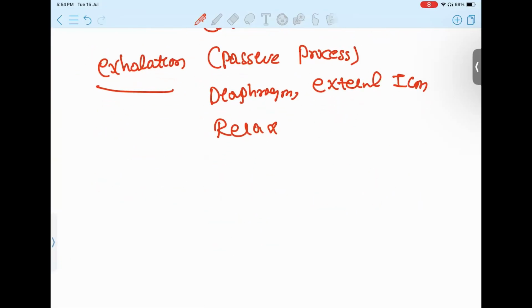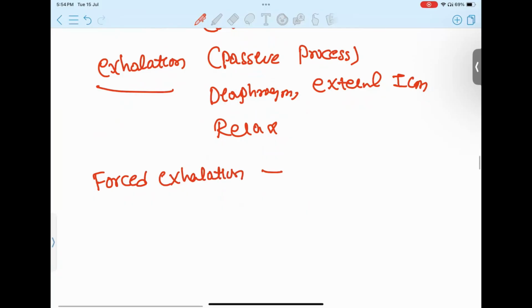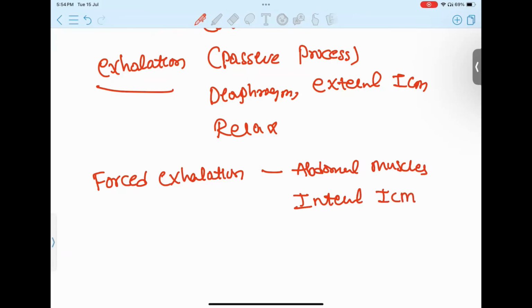And if you want to do a forced exhalation, it will also involve your abdominal muscles and your internal intercostal muscles. The internal intercostal muscles will also contract.